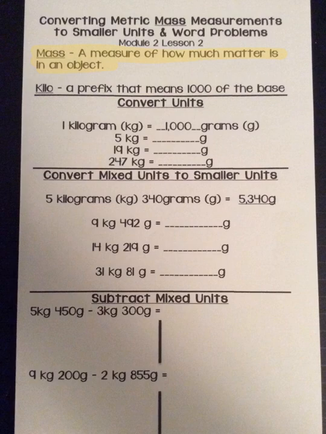Okay, also just a refresher, kilo is a prefix that means 1,000 of the base. Okay, and the base here is grams. Okay, but yesterday or on lesson 1, we were working on meters. Okay, so our base was meters. Here it's grams. Okay, so let's get to converting.